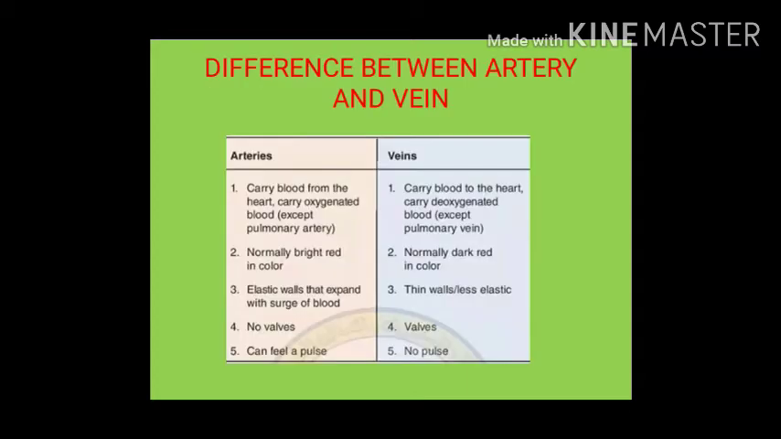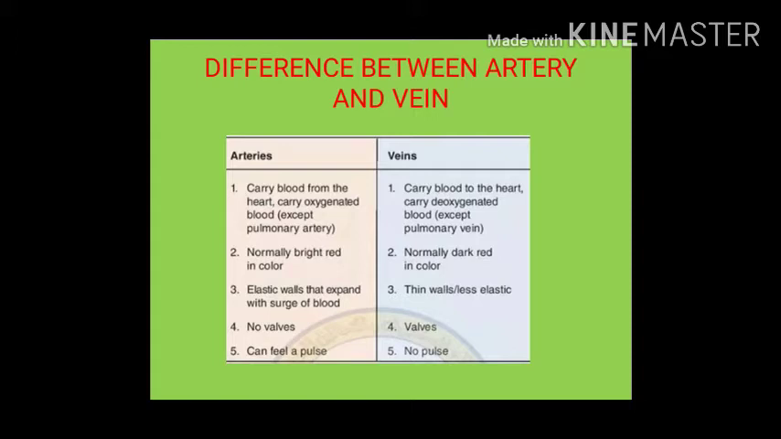Now let us discuss about difference between artery and vein. Artery, they carry blood from the heart. They carry oxygenated blood. Only one exception is there, pulmonary artery. Pulmonary artery carries impure blood. Now about veins, they carry blood to the heart. They carry deoxygenated blood except pulmonary vein, which carries pure blood.